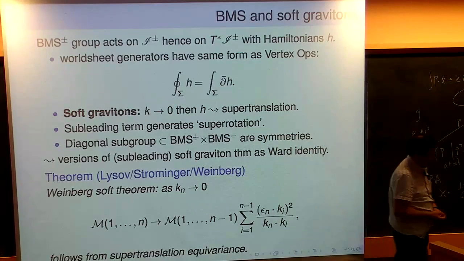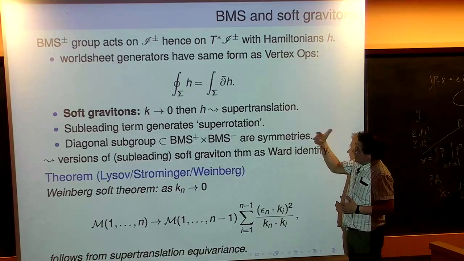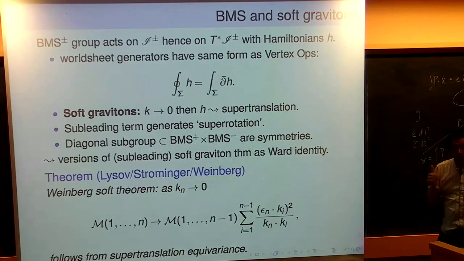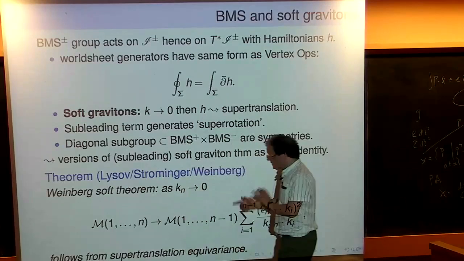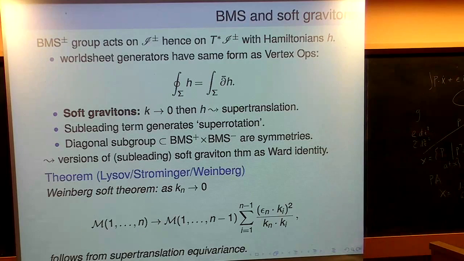Here now I'm really talking about the gravity theories for this. So this gives you a way to implement in the world sheet model what Lysov is going to be talking about a bit later. So I don't need to talk about this too much because he'll probably tell you how to do it properly. But this is showing how the Weinberg soft theorem arises as a Ward identity.